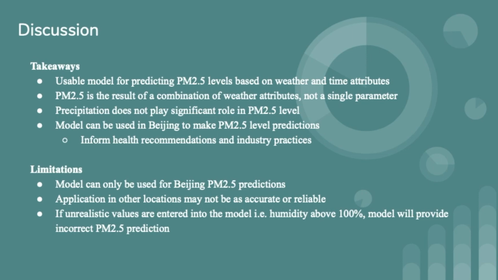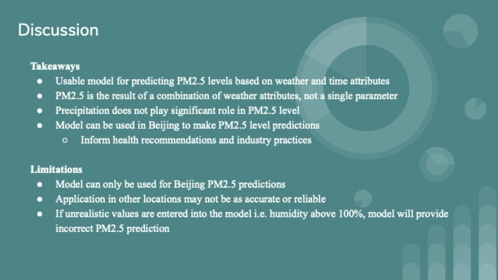Of course, since the data utilized to create the regression was taken from Beijing, the model can only really be used to make correct predictions for Beijing's PM 2.5 levels. That means that application in other locations may not be as accurate or reliable. Although the model will still work and data can still be input, the PM 2.5 output may not be genuinely true for that area.